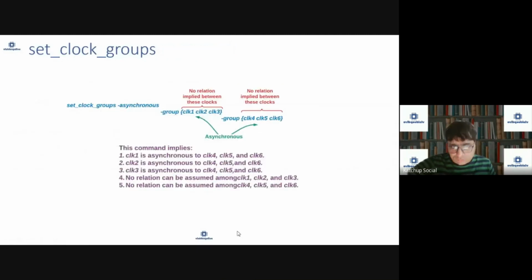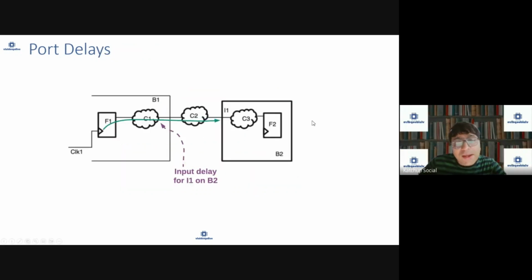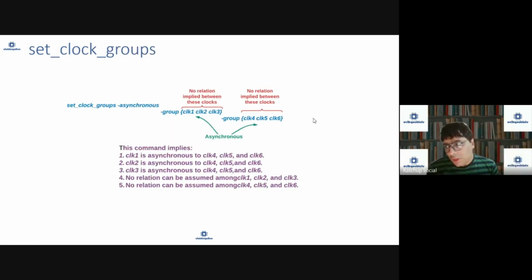In a design, you can have multiple clocks. Some clocks may be synchronous to each other, meaning that STA has to time paths between those clocks. Some clocks would be asynchronous to each other. That means STA does not have to time paths between those clocks. By default, every clock in the design is synchronous.